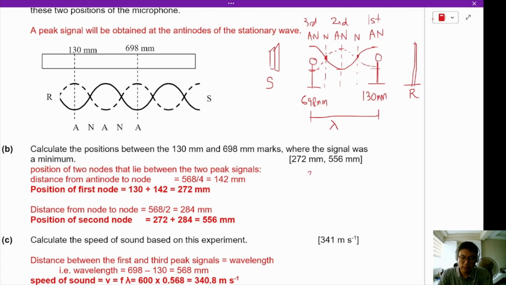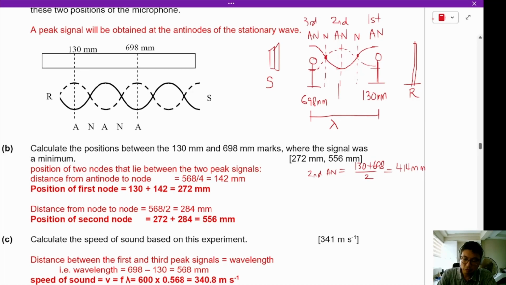So let's find the second antinode. The second antinode will be 130 plus 698 divided by 2. And that makes the second antinode position at 414 mm.